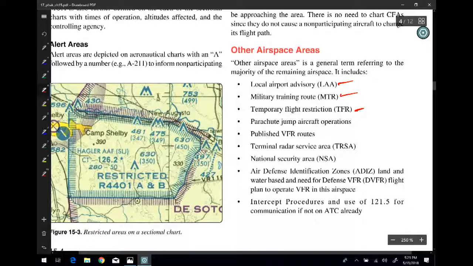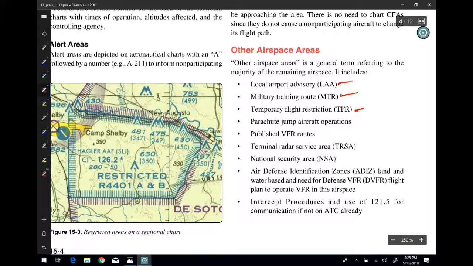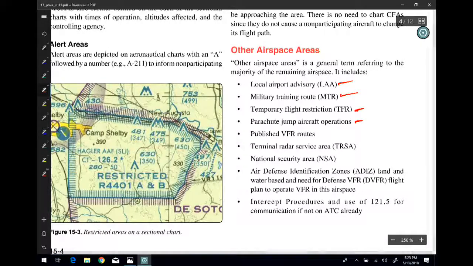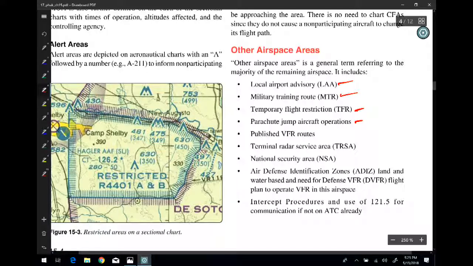TFRs, we are going to talk about temporary flight restrictions. Parachute jump operations, they do that in Glenwood. So when we're out in the practice area, if we're pushing over onto that west side of the practice area, in the summertime we need to be aware of those guys out there in parachutes. Published VFR routes, we call those Victor Airways. So those are Victor Airways.